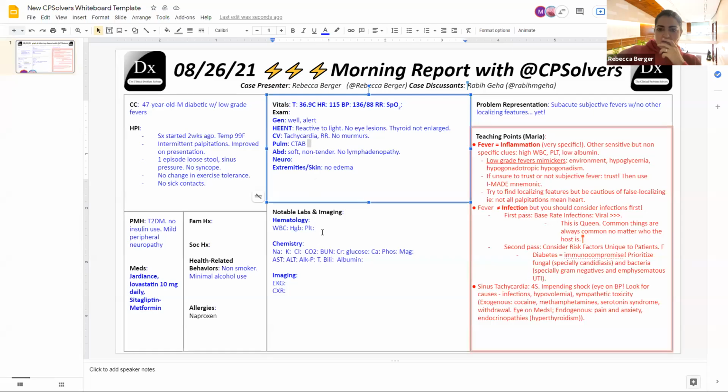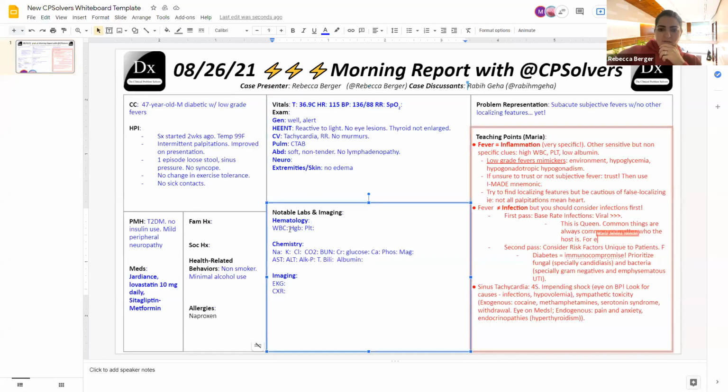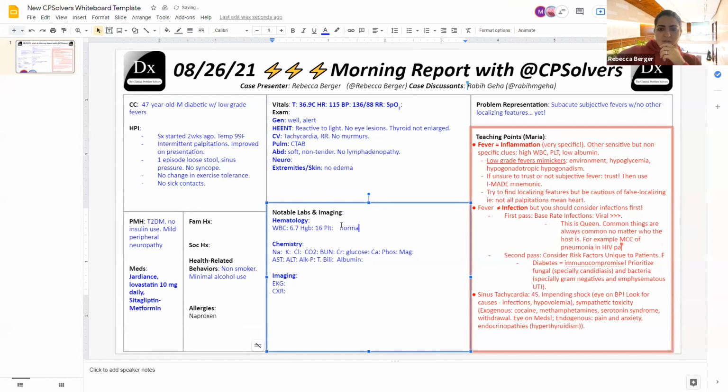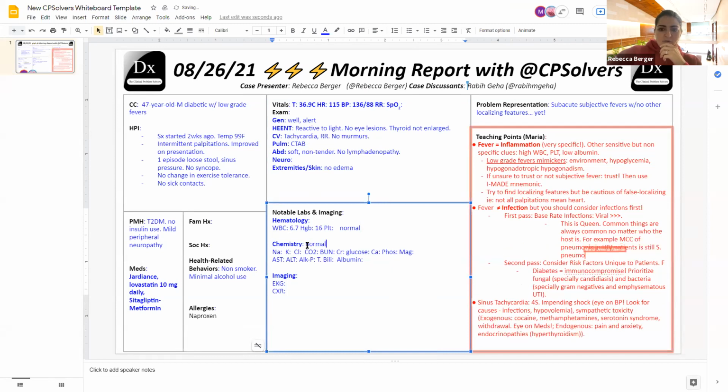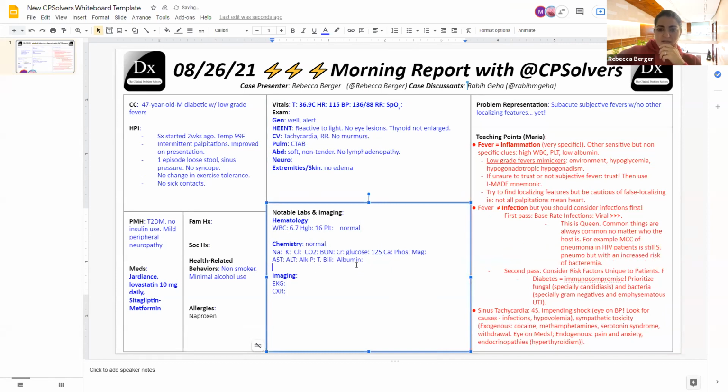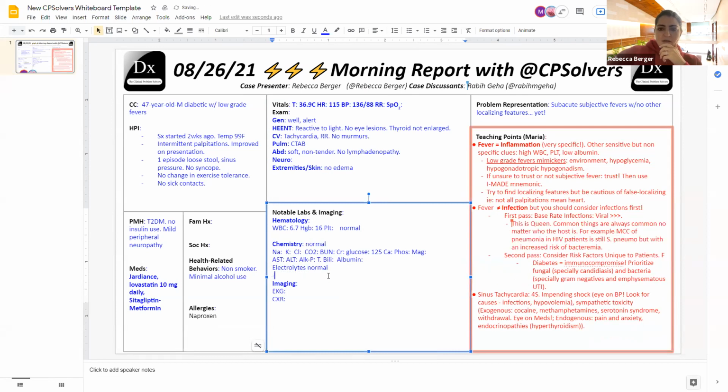Okay, so his initial set of labs, he had a white blood cell count of 6.7, normal, as well as a normal hemoglobin of 15, normal platelets in the 200s, 277. He had a completely normal basic metabolic panel and hepatic function panel. He had a glucose of 125. Sorry, that was the only exception to his normal electrolytes. He had that Lyme disease test that he had requested, that antibody with reflex Western blot was negative. He had a negative COVID swab, and he had an EKG that just showed sinus tachycardia.